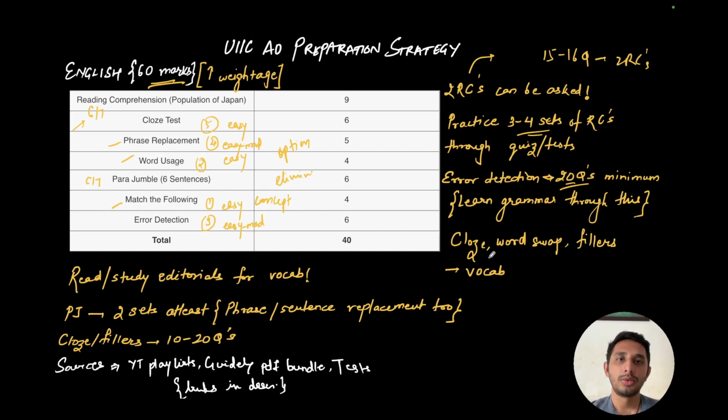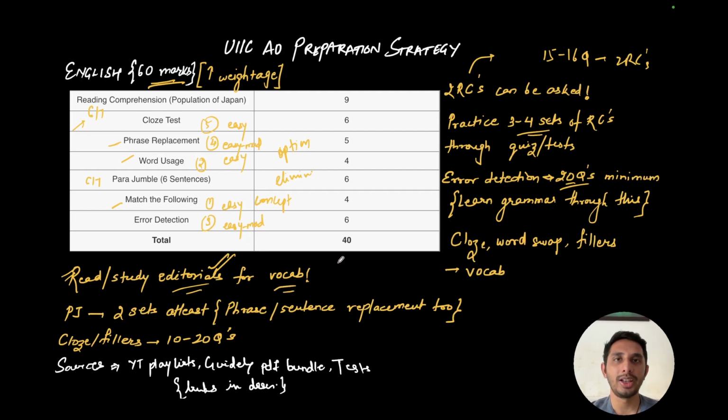Then vocab is very important: cloze, fillers, double fillers, word swap, word replacement, word usage, all are dependent on vocab. The synonyms, antonyms, so you need to learn words also. You need to understand the meaning. So for that you need to read or study something, read whatever you want to, or the most available thing on internet or YouTube is editorials. All classes, all teachers cover this, so you can cover your vocab from this.